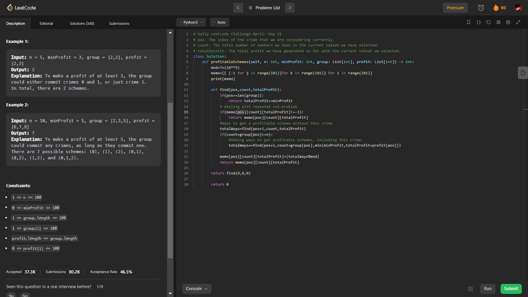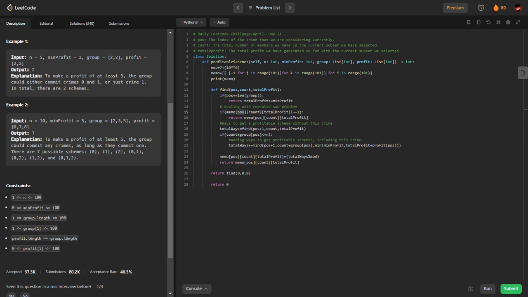Now come to this example. Here the minimum profit is 5. We have to get at least 5. These are the profits, and you can see each profit itself is greater than the minimum profit. So we can do any one of them, either 2 or 3 or 5, which we are seeing here at index 0, 1 and 2.